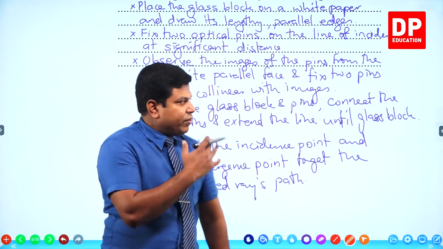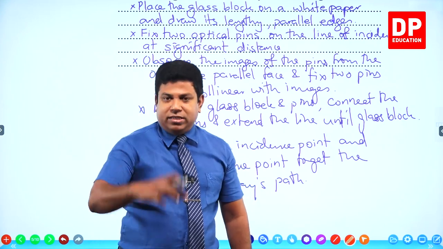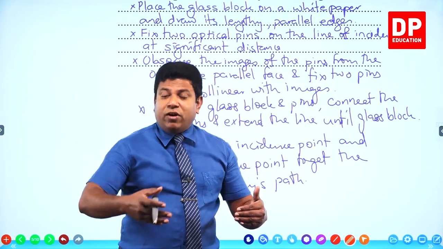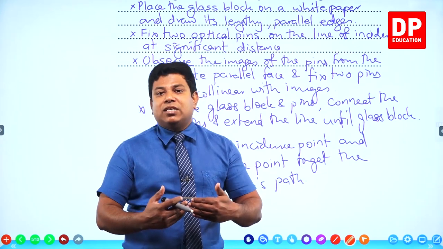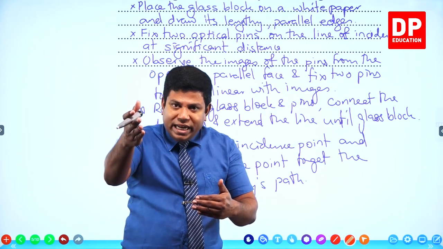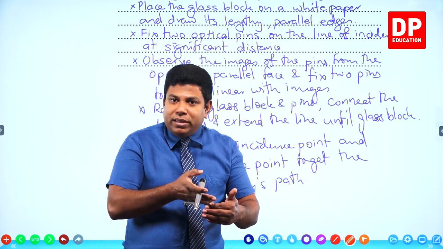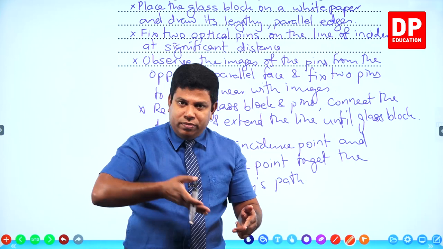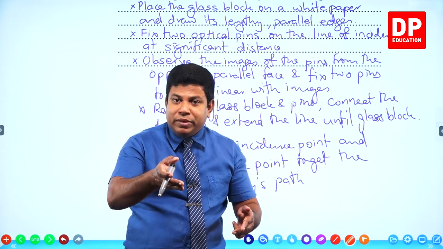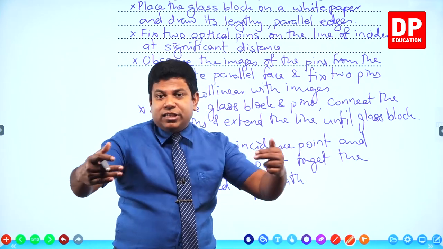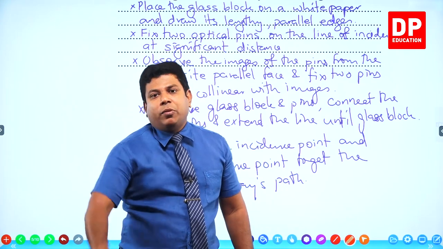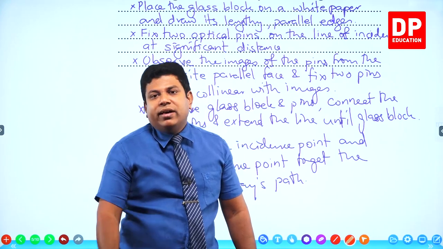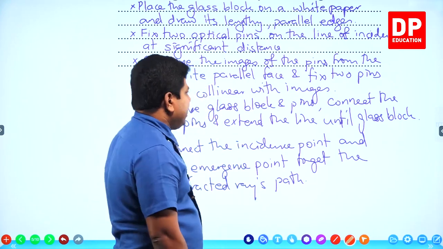The experiment I did, I have given in brief steps. Keep the glass block, draw the lines, fix two pins on the line of incidence, observe the images from the other side. To be collinear with those two images, fix another two pins, then remove the block, remove the pins, connect these two dots, the newly fixed two pins. Extend the line until it reaches the glass block. So that will give us the point of emergence. So you know the incidence point, you know the emergence point, connect them together. That should give you the refracted ray path.